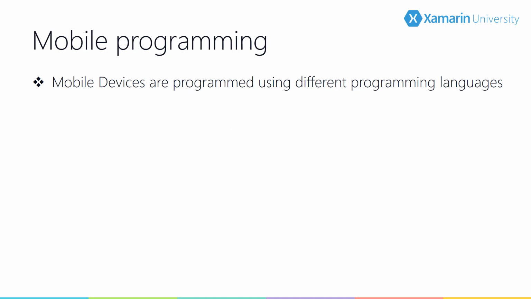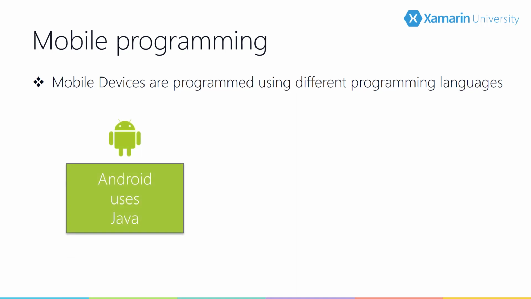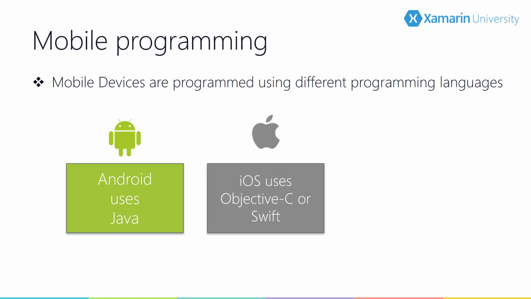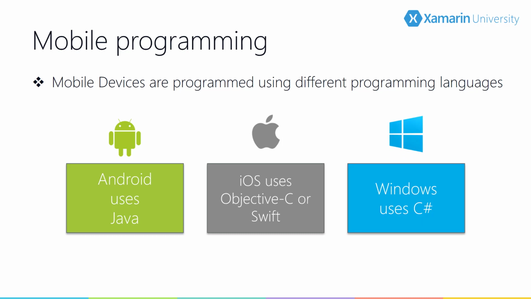So I want to switch gears just for a second and talk about mobile programming. Now, when it comes to mobile programming, traditionally we build for the separate platforms using languages that are native to that platform. For example, when we build an Android application, we traditionally use Java. When we build an iOS application, we traditionally use Objective-C or Swift. And when we build some type of Windows application, we traditionally use C#.